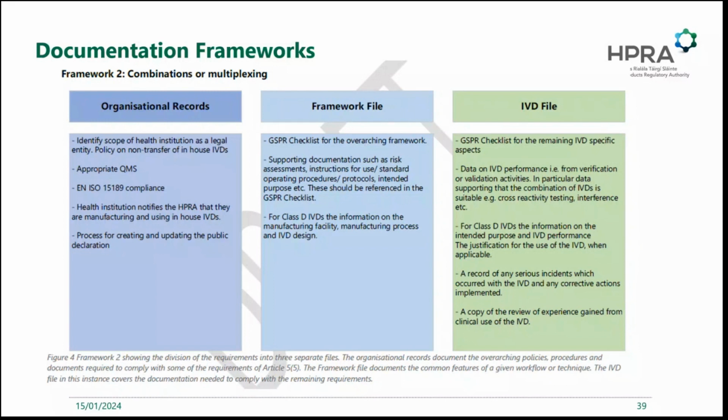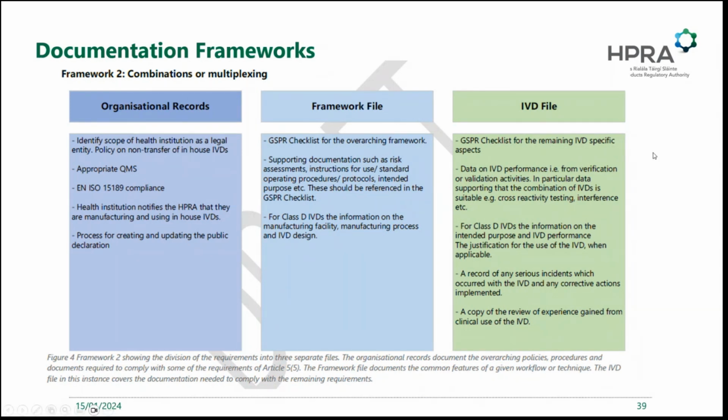So you still have to meet all the requirements. It's just about doing it in a clever way. So if you have a common methodology and you've done that assessment on the overall framework or the overall workflow, then you reduce the amount of work you have to do to look at introducing another genetic test or another immunoassay down the line. So under that framework file, you'd have the checklist with the appropriate sections completed, the supporting documentation to support that checklist. And again, for Class D IVDs, that specific information on the manufacturing facility and process.